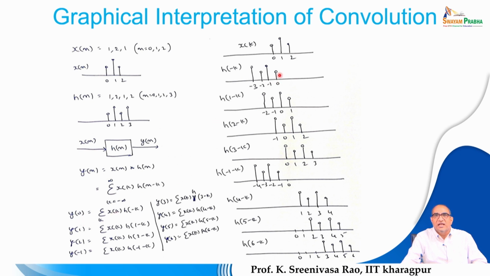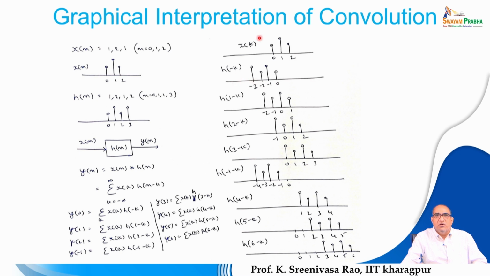Product of these two means, graphically, we will see that this is one signal, x of k, and this is h of minus k, another signal. Here this signal is present at 0, 1, 2, and at the remaining places the signal is absent, having 0 value, whereas h of minus k is present at 0, minus 1, minus 2, minus 3, and at the rest of the places it is 0 value.